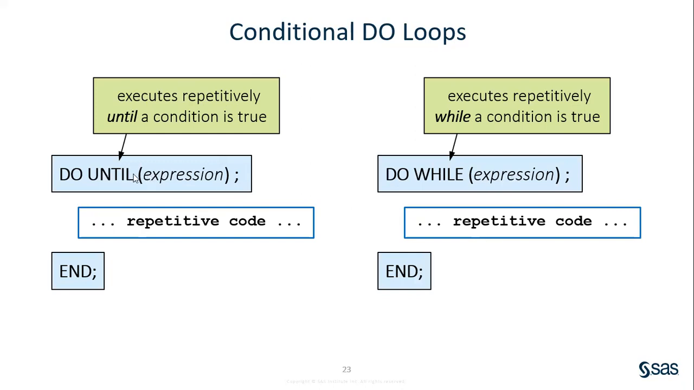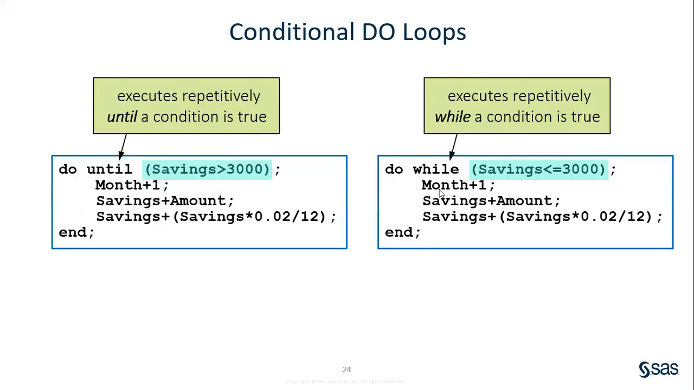Only here it's written: do until an expression, do while an expression. Repetitive coding and end. So as I said, in until this condition is greater than 3000, in while this condition is less than or equal to 3000.